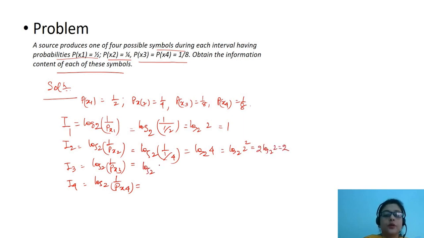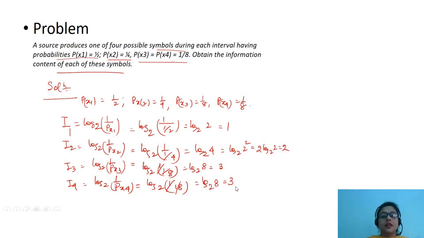Similarly, this will be log base 2 of 1 by 1/8. So this will be log base 2 of 8. So the answer will be 3 here. Similarly, this will also be 1 by 1/8, so this will be log base 2 of 8. So this will also be 3. So the answers are like this.